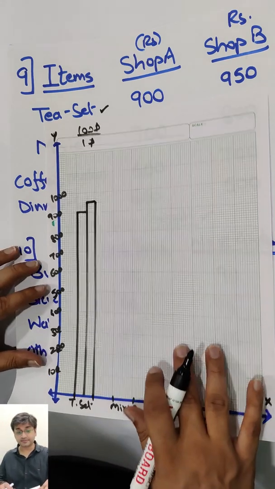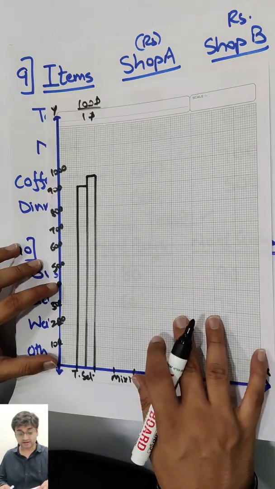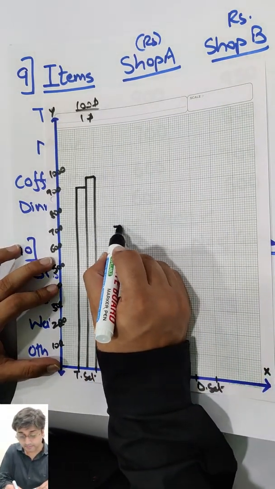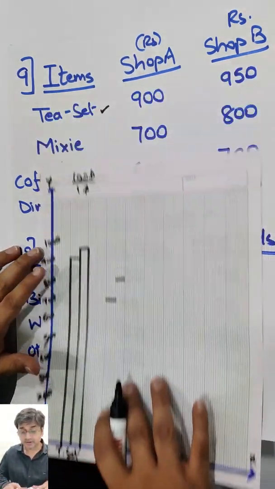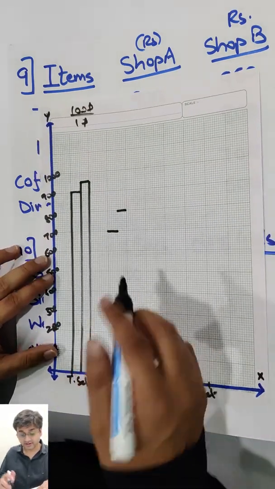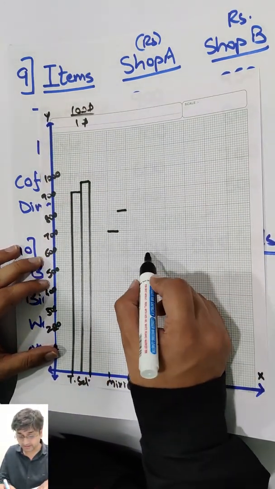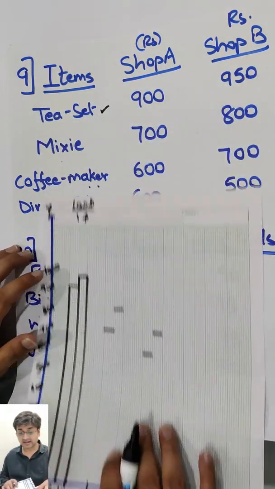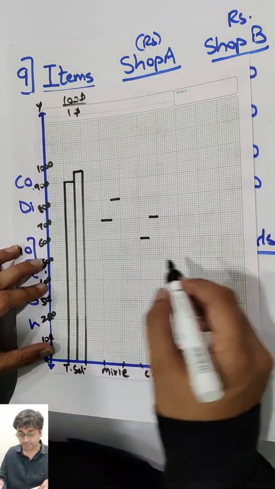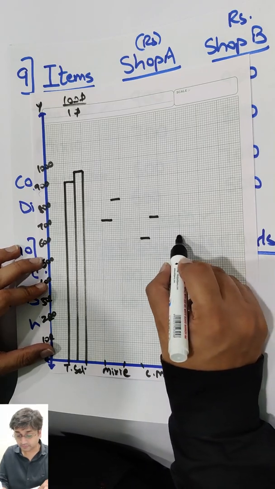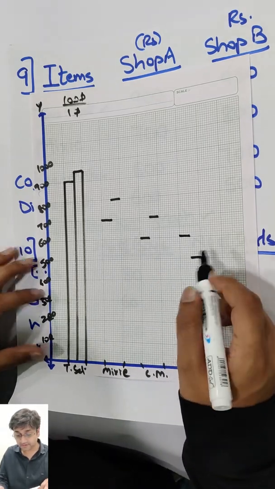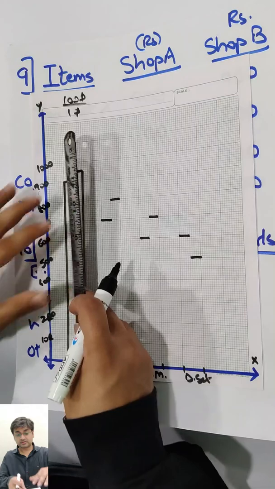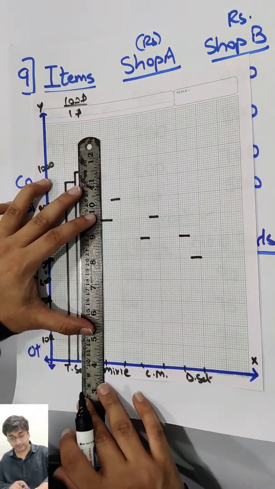So the next item, 700 and 800. Then 600 and 700. So 600, that is coffee maker, and 700. And 600 and 500, the last one. So 600 and then 500. So let's draw lines for this. Then our bars will be ready.